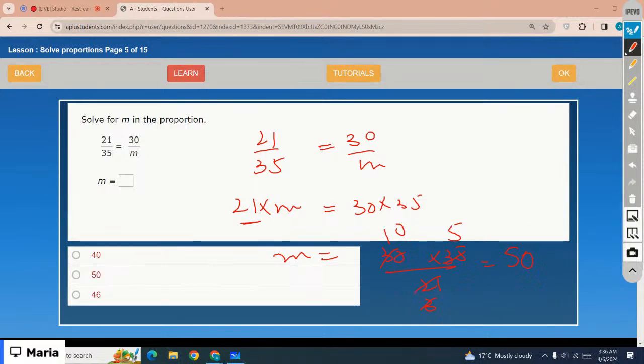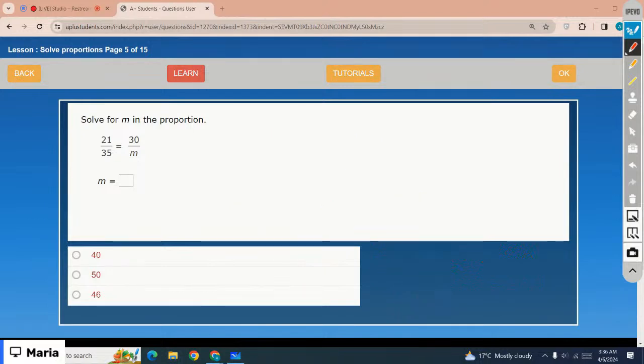Because 21 is multiplying, that's why I divided. Just cross multiply them. You have 21 times m. Now you can divide both sides by 21 because you need to calculate the value of m only, right? So the correct option is 50.